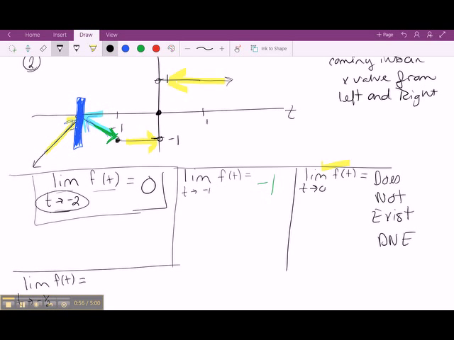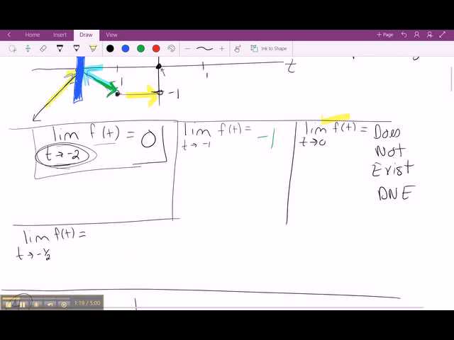Now keep in mind what I said. It does not matter what happens at the value of 0. So the fact that we actually have a value here does not matter. What matters is that those two paths are not going to a common point like the other parts where we were approaching -2 and -1. Those were approaching a common point. That one does not. So that limit does not exist.